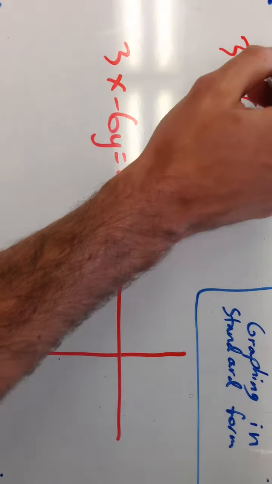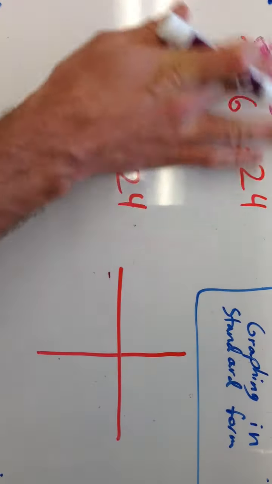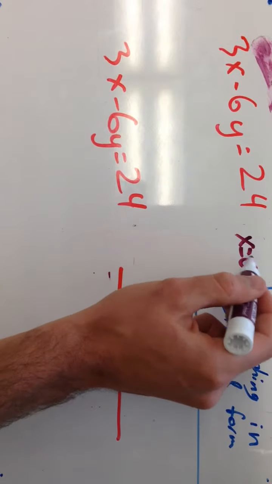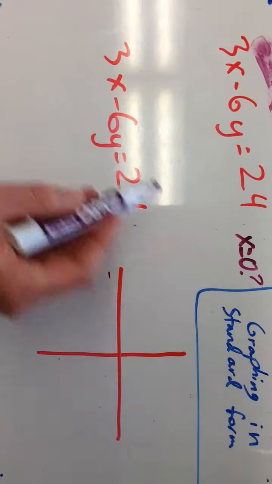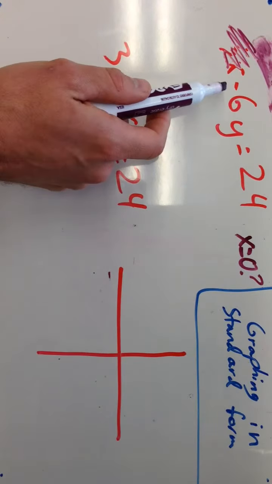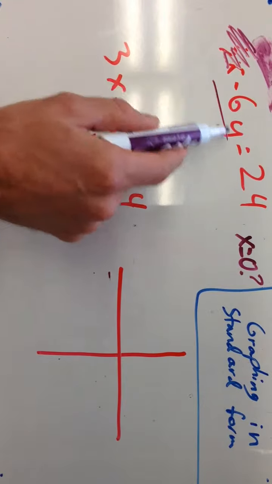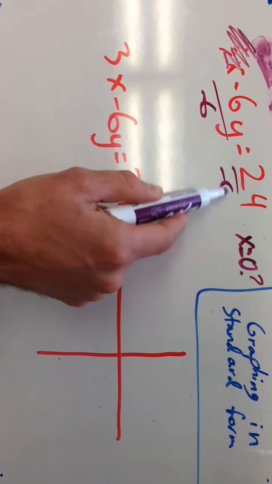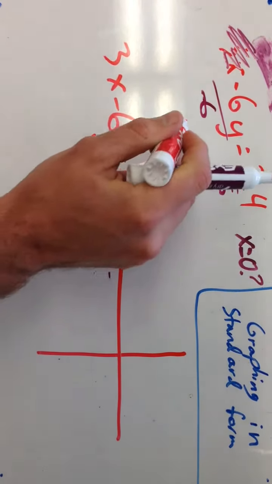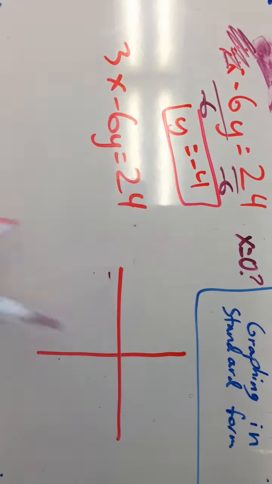In the first point, we're going to assume what would happen if x equals 0. What would happen if x equals 0? Well, if x equals 0, then all of this would be gone, and all I'd have left is -6y equals 24. Well, that's an equation I can solve. I'm just going to divide everything by -6. And I get my final answer that y would have to equal -4.